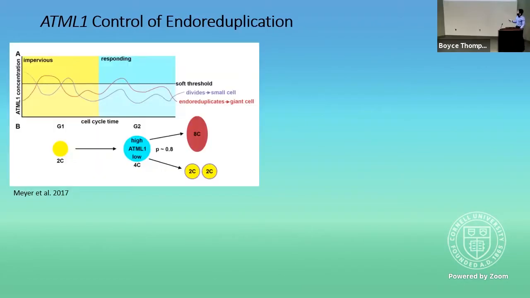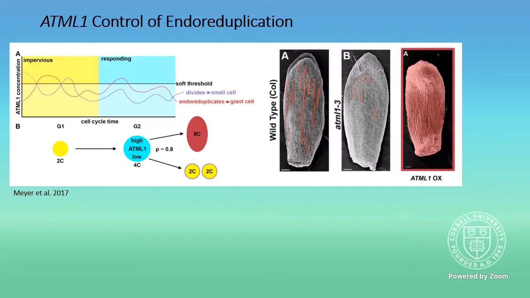So in Arabidopsis, endoreduplication is controlled by a gene called ATML1, a homeodomain transcription factor, which stands for Arabidopsis thaliana meristem layer 1. Whenever a cell is in the G2 phase, if the concentration of ATML1 protein reaches a high enough level and passes a soft threshold, then there's a high probability of the cell endoreduplicating and elongating to become giant. You can also see this evidenced by the fact that the wild type phenotype has a more or less even distribution of giant cells.